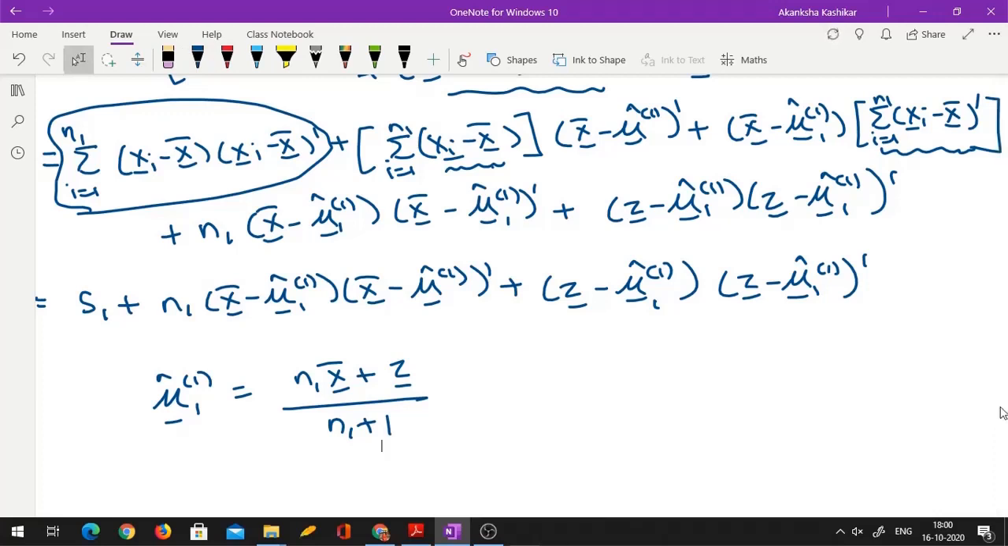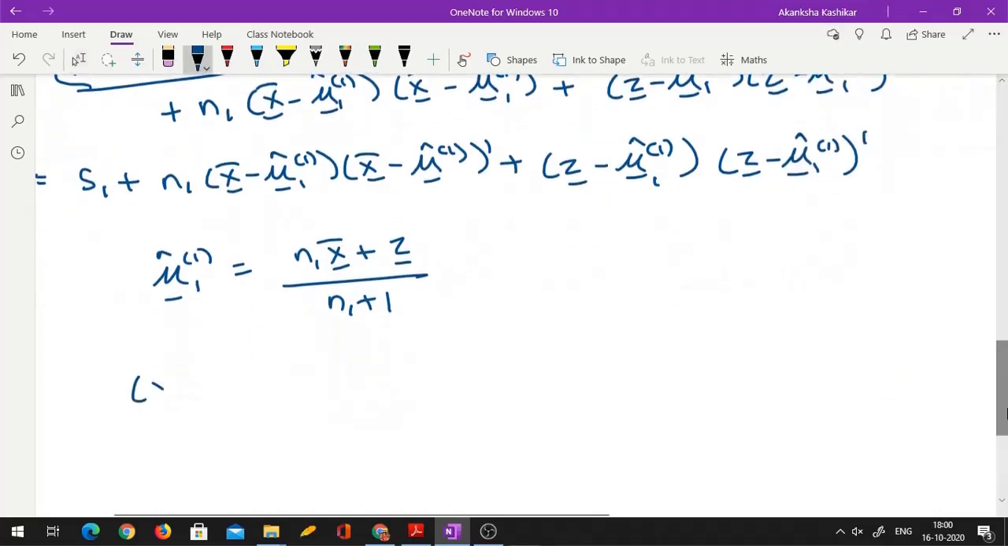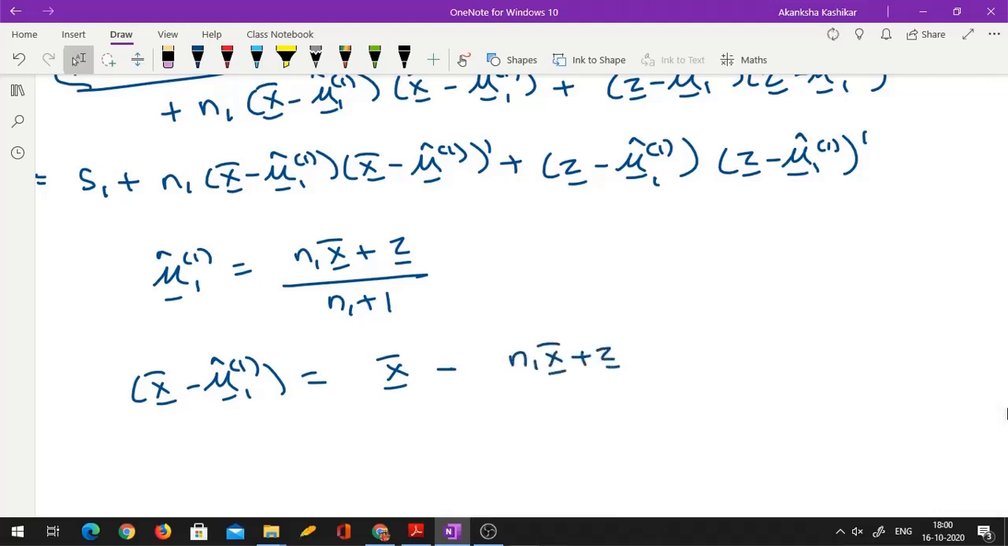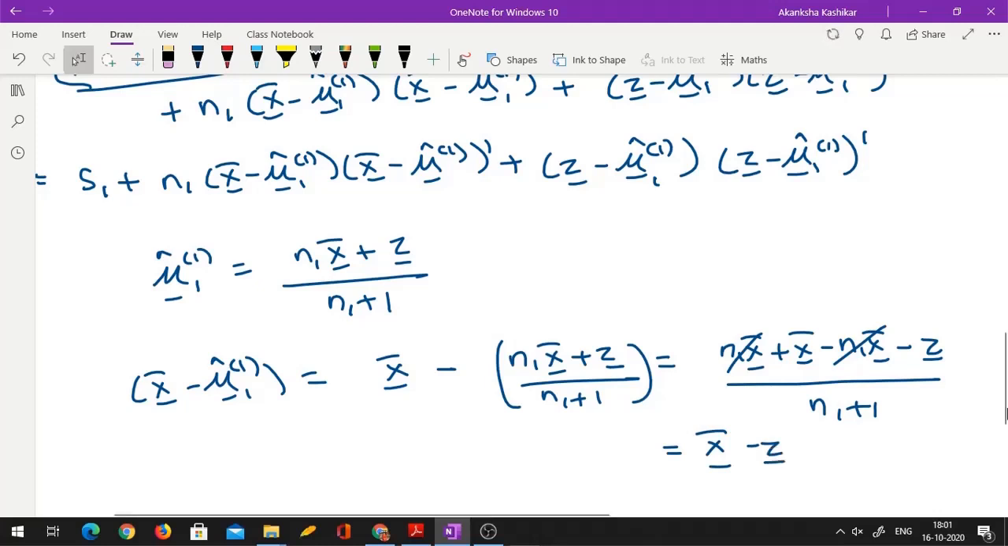So what would I change in the CSSP matrix for the first population? It would have contribution from both the x's and z. Some part would be coming from x's and some part would be coming from z. So this becomes the sum over i going from 1 to n1 of xi minus mu1 hat times xi minus mu1 hat prime, plus z minus mu1 hat times z minus mu1 hat prime. The sample mean has changed. It is not x bar, it is mu1 hat, which is n1 x bar plus z upon n1 plus 1.